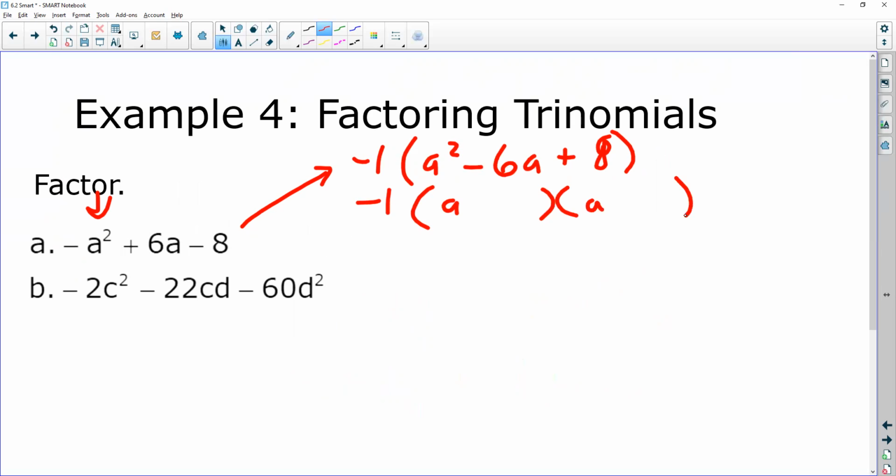I know it's going to be two minuses. Let's see, multiply to 8, add to 6. So it's going to be 4 and 2. Same thing down below.